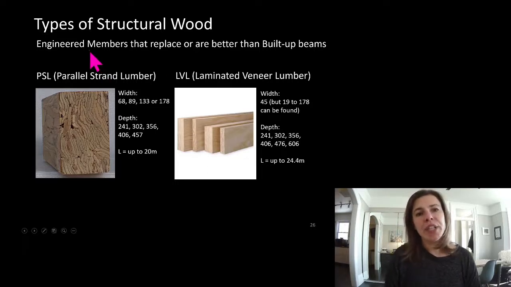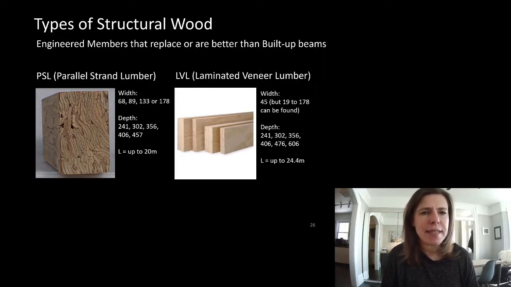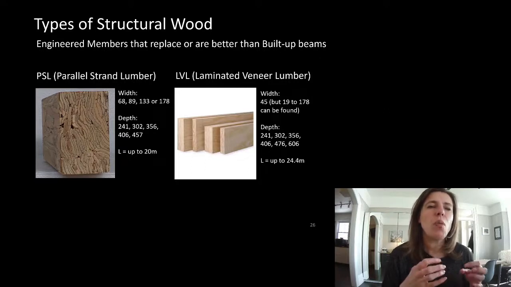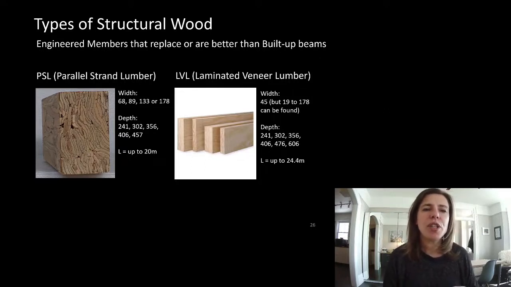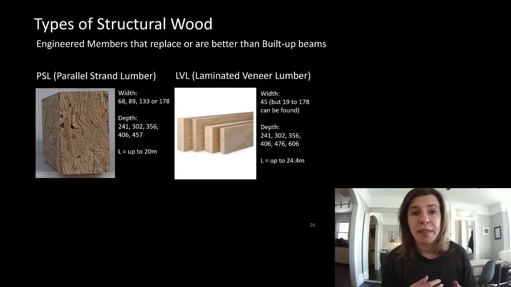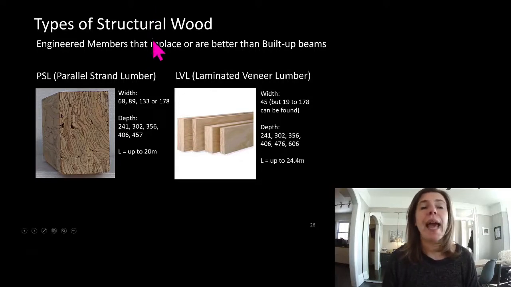We can get engineered lumber as well. Now, this can be pushing into the mass timber range, but with mass timber, we're usually talking about glulam. What I'm talking about right now is members for when our normal wood just won't do it. So we just can't make our nominal lumber do the job we need it to do. It's not available. It can't be that long. It's not available in that depth. We might introduce engineered lumber. And so that's our PSL or our LVL, parallel strand lumber or laminated veneer lumber.